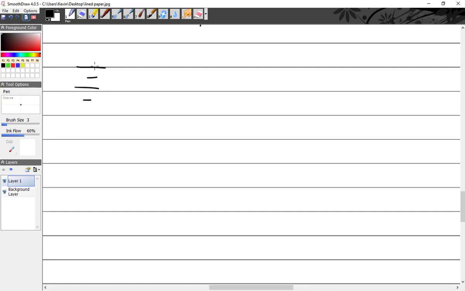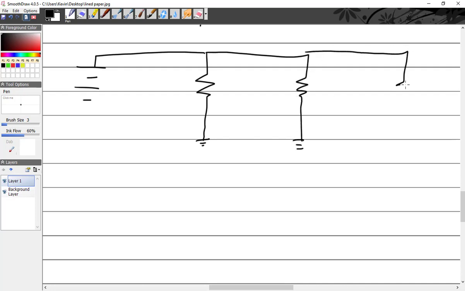So here's my battery. All right, I'll do 3 ohms, 6 ohms, and we'll make this 12 ohms, and I'll make this 12 volts.